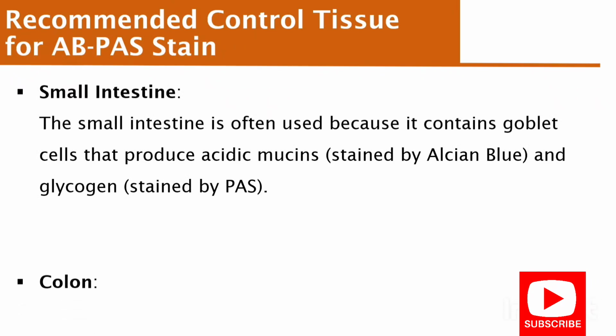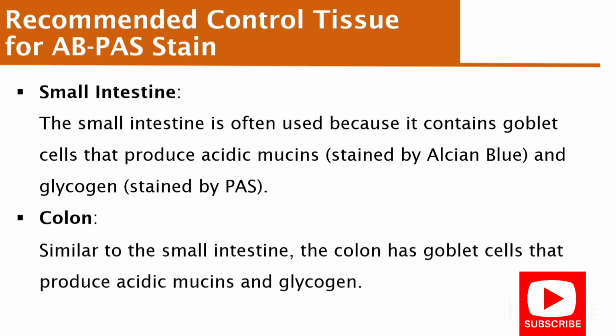Now, another sample we can use is what we call colon. The same thing is applicable. Colon also contains goblet cells, so the same thing will happen. It contains goblet cells, meaning that it can produce both acidic mucin and glycogen. So remember, I keep telling you, mucin will be stained by what? The AB, which is Alcian blue, while the glycogen can be stained by what? PAS. I hope that makes sense.